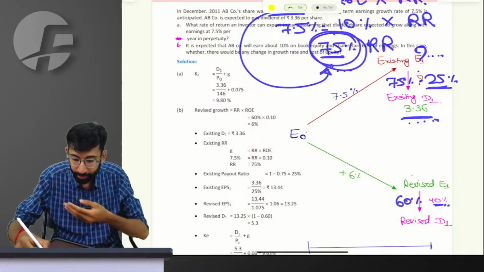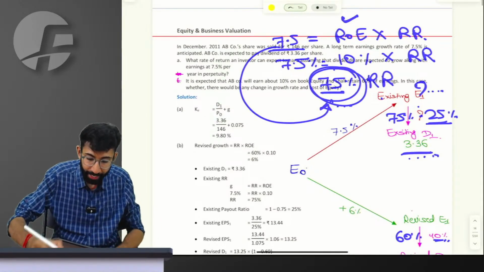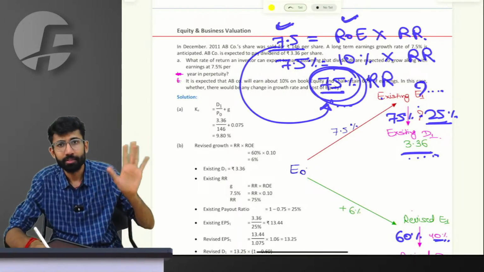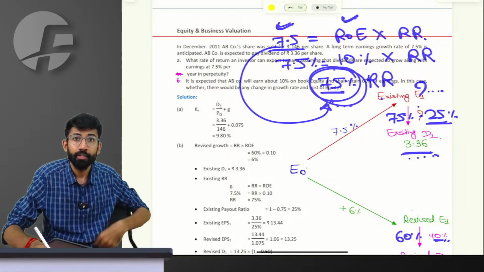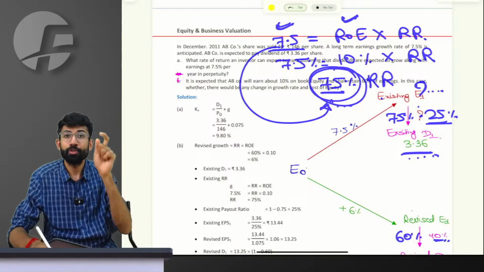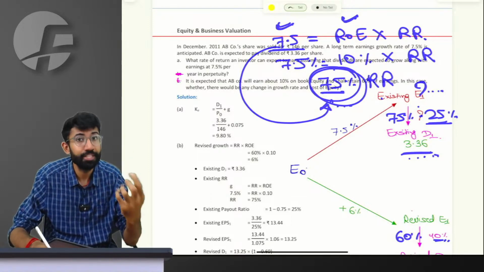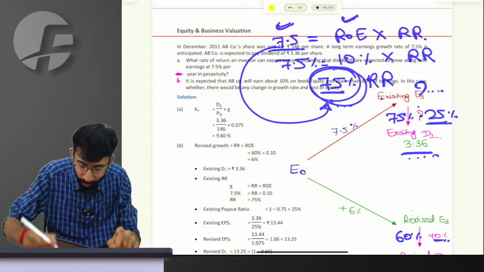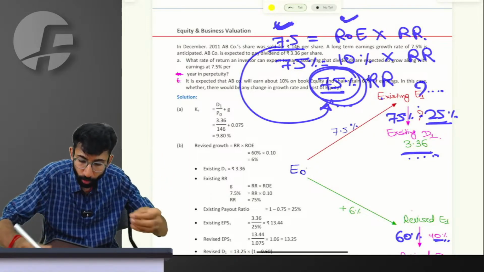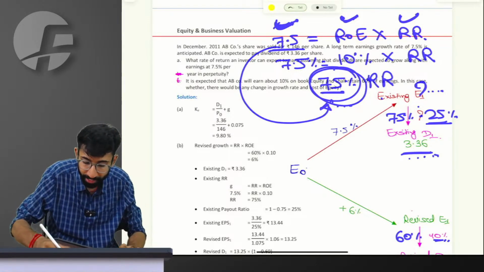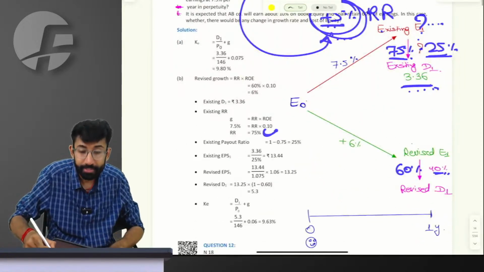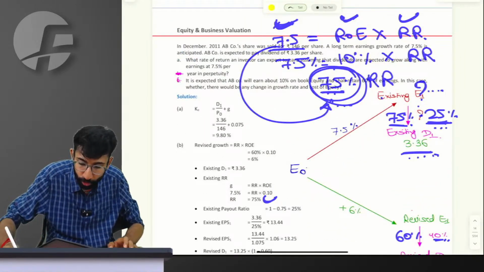If I have ROE with me, if I have existing growth and ROE, see, ROE does not change. Is it in your hand to change ROE? No. You cannot very easily change ROE, but the dividend policy, which is payout ratio and retention ratio, you can change. That's a matter of policy, that's your decision. Which means if ROE does not change in general, and existing growth is based on existing retention ratio, then existing retention ratio is 75%, and existing payout ratio is 25%.